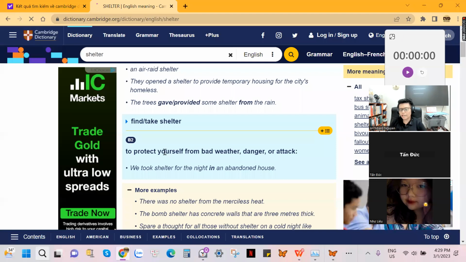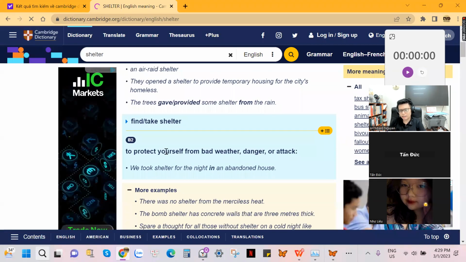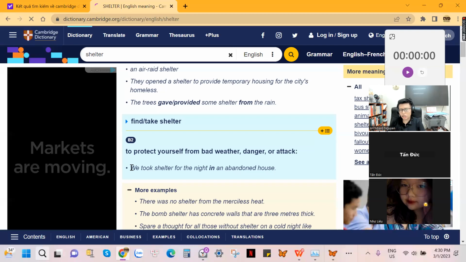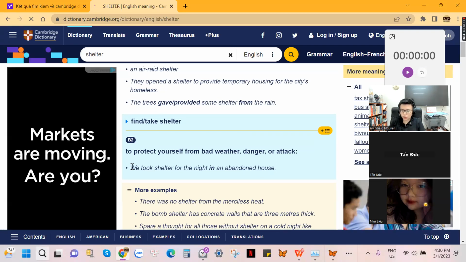So here we have the word shelter as a noun in English, and it is about the kinds of buildings. The second meaning of the word shelter is to protect ourselves from bad weather. We took shelter for the night in an abandoned house. So you take shelter somewhere. That means outside it's raining very hard and you cannot go home. That is the reason why you take shelter for the night in a stranger's house.